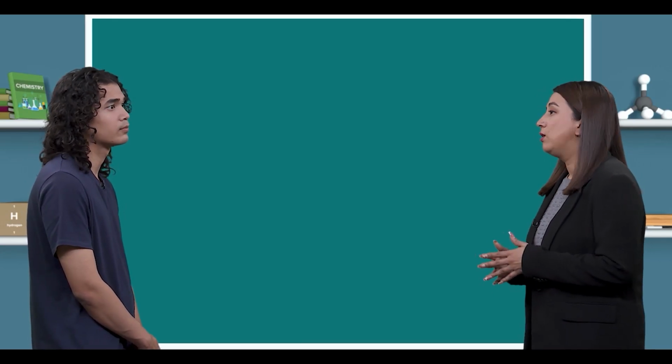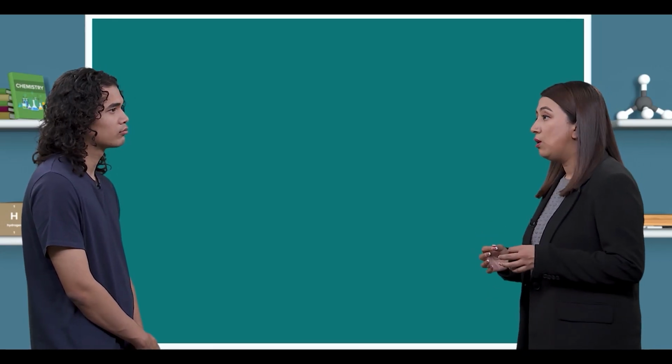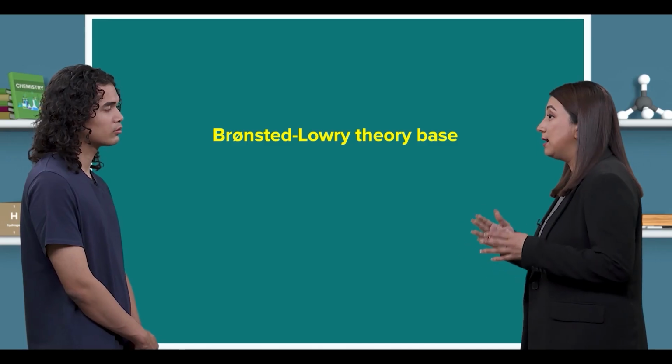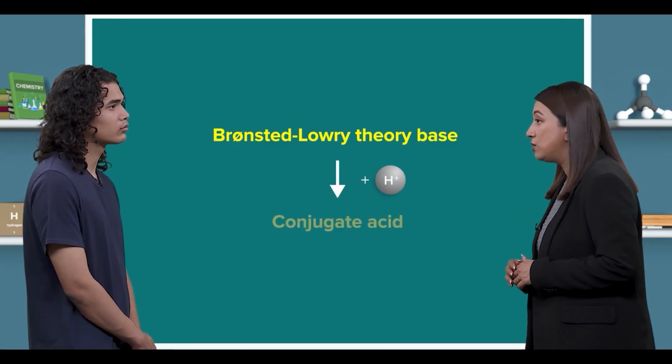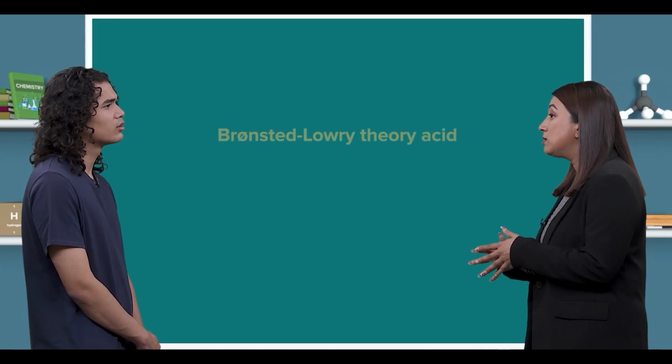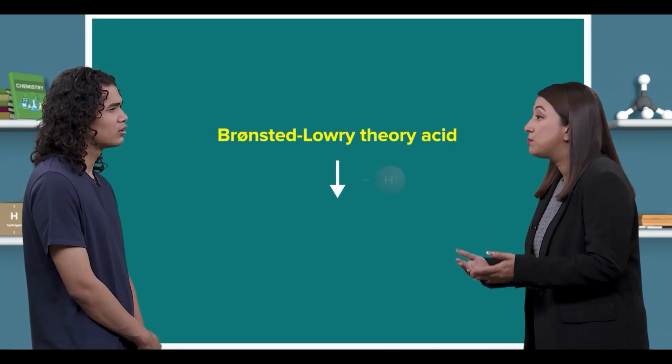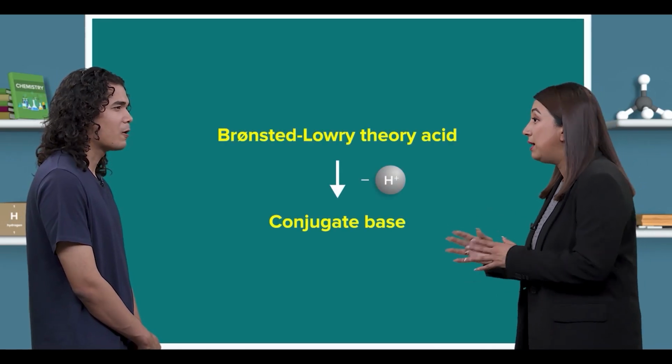The theory also introduces the concept of the conjugate acid and conjugate base. The species formed after a Bronsted Lowry base accepts a proton is called a conjugate acid, whereas a species that is formed after a Bronsted Lowry acid has donated its proton is called a conjugate base.